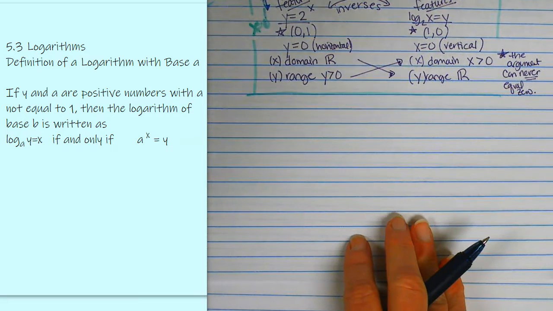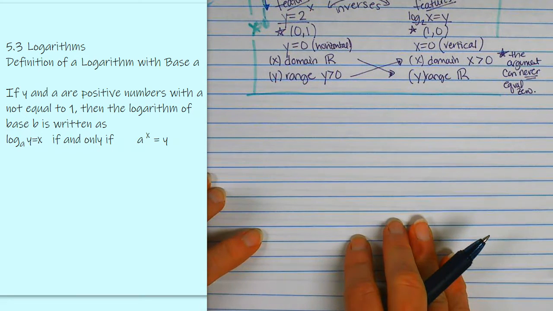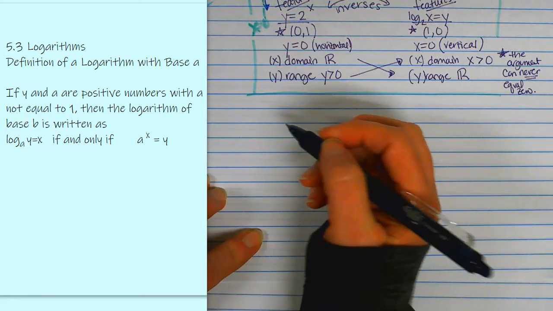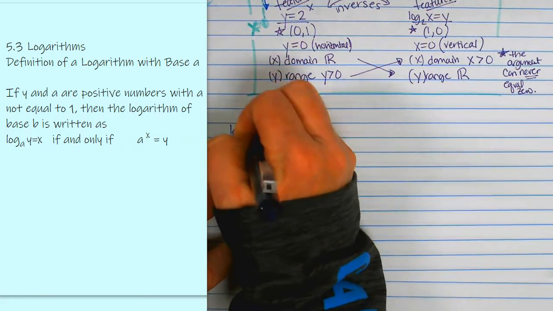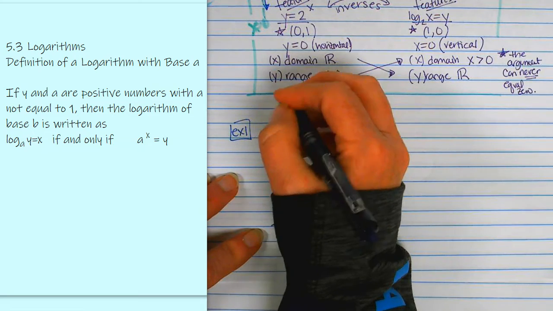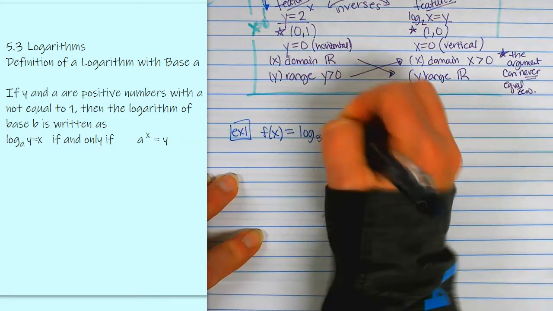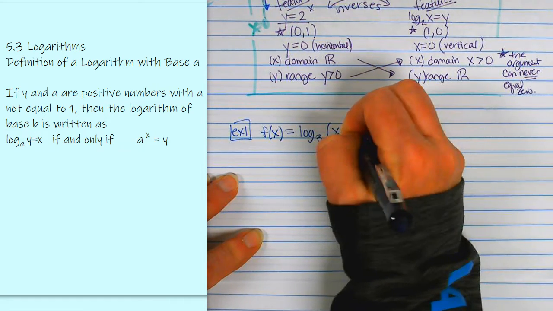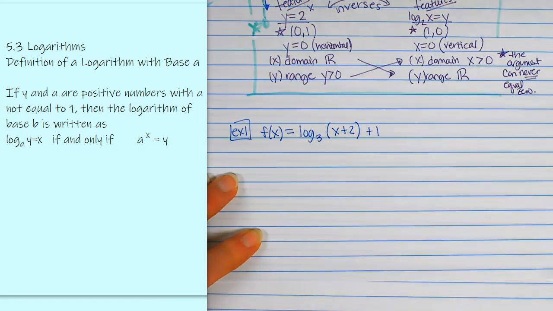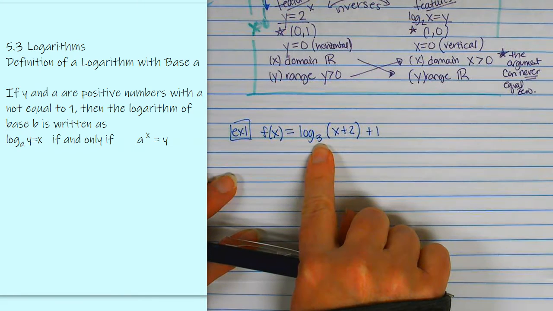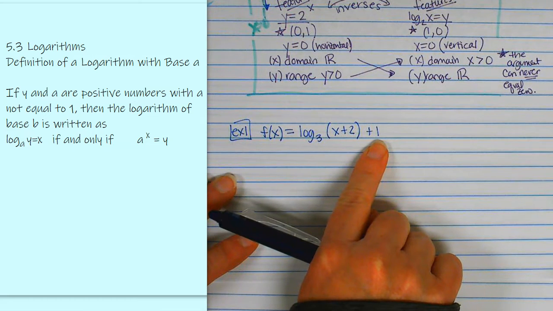The first one we want to graph that's not a parent function that has some sort of interesting translation is going to be f of x equals log base 3 of x plus 2, plus 1. So the 3 will sort of be a stretch factor for our logarithmic, but these two numbers are what are going to shift it. So the rules still apply.